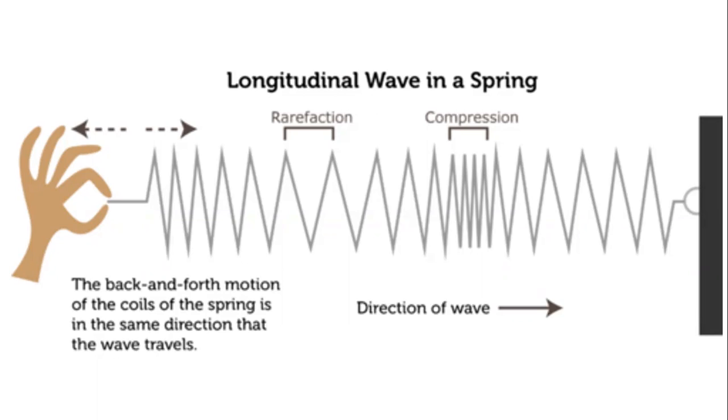Places where the particles of a medium crowd closer together are called compressions. They're compressed, squished together. Places where the particles spread farther apart are called rarefactions. The more energy the wave has, the closer together the particles are in compressions, and the farther apart they are in rarefactions.